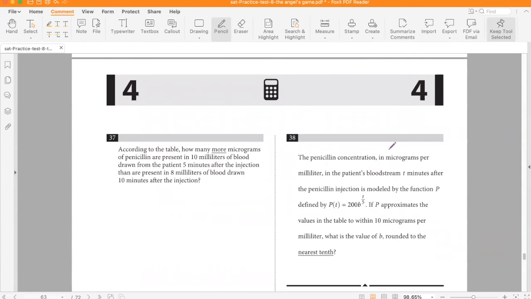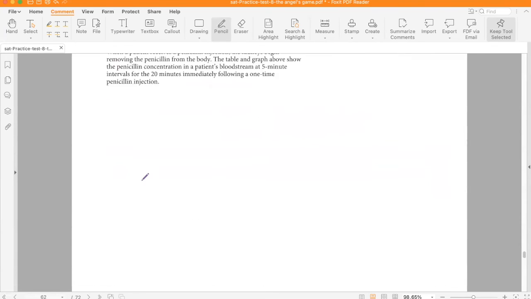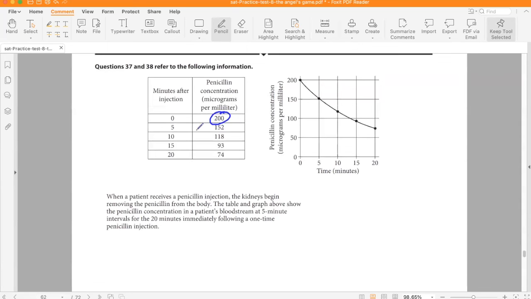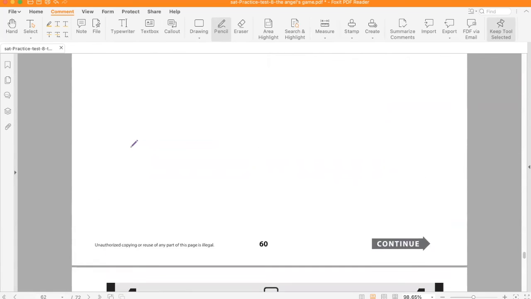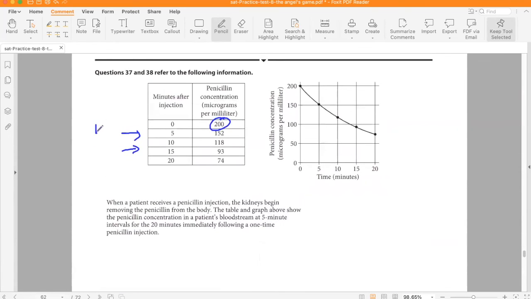According to the table, how many more micrograms of penicillin are present in 10 milliliters of blood drawn from the patient 5 minutes after the injection than are present in 8 milliliters of blood drawn from the patient 10 minutes after the injection? So 5 minutes and 10 minutes. So let's just mark those. 5 minutes and 10 minutes, and 10 milliliters and 8 milliliters. Okay.